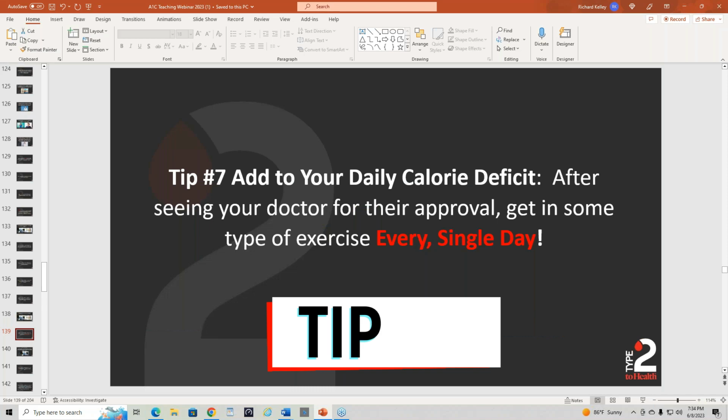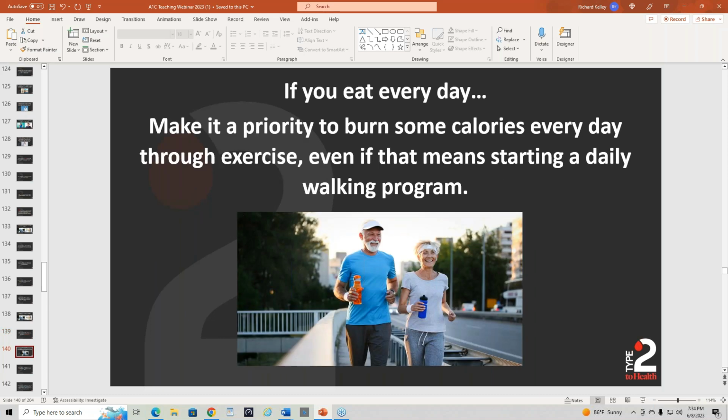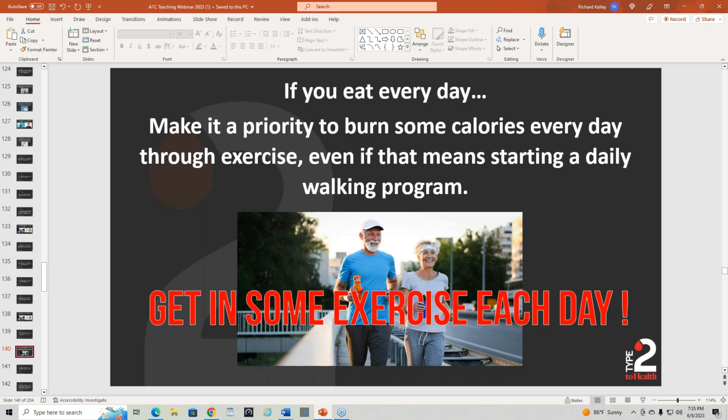Tip number 7, add to your daily calorie deficit. So after seeing your doctor for their approval for you to do so, get in some type of exercise every single day. If you eat every day, make it a priority to burn some calories every day through exercise, even if that means simply starting a daily walking program. When we had our fitness and weight management clinic, that was something that I told them. If you eat every day, make it a priority to burn some calories every day through exercise. And that only makes sense to me.